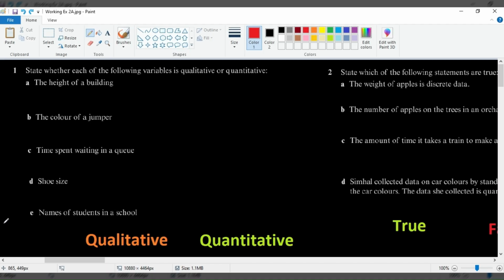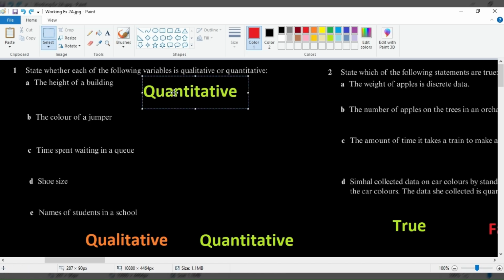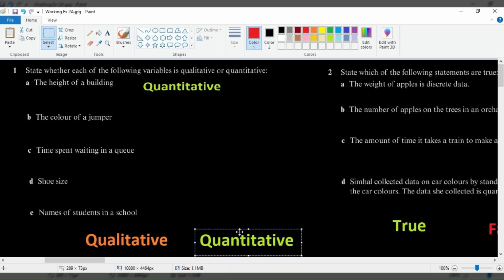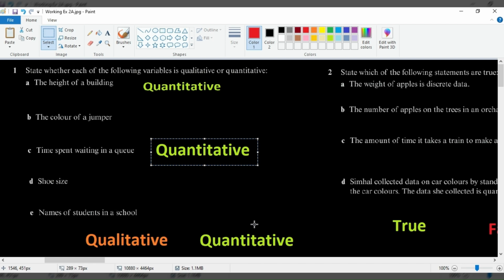are qualitative or quantitative. So let's see. Height of the building, you can see this can be identified in numbers. So it has to be quantitative. So I will pick this one up and put it here for the first one, because height of the building is going to be in numbers like 4th floor and 5th floor and 7th floor and whatever. Now, when it comes to time spent waiting in the queue, it has to be in number of minutes, number of hours, and something like that. So this is also going to be quantitative. And shoe size is also going to be in numbers. So I will pick quantitative from here.